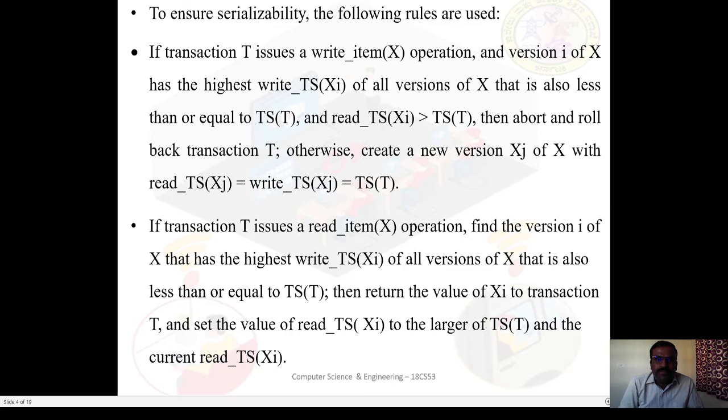In the first rule, there is a write_item(x) operation. In the second rule, a read_item(x) operation.